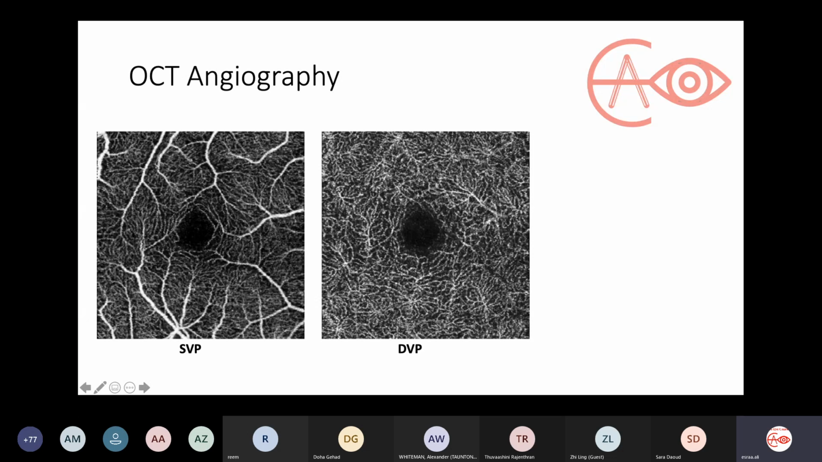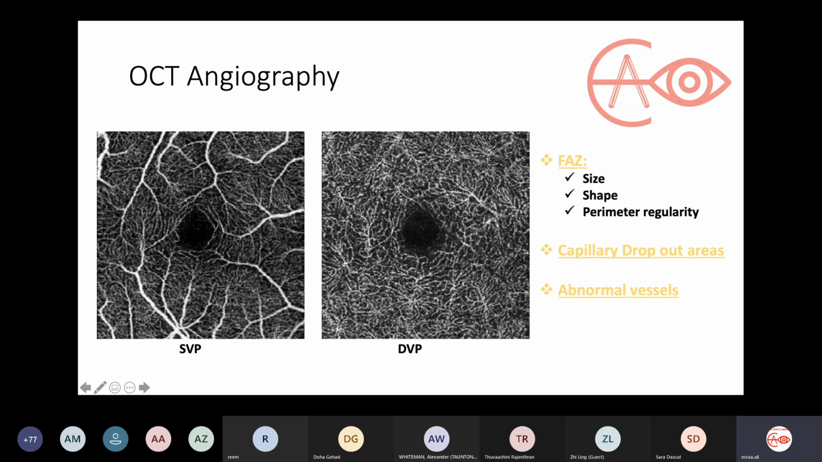So you need to know what the superficial plexus looks like. This is the foveal avascular zone. So you have no retinal vessels in this area in the fovea. They're just surrounding it. So it's supposed to be circular, regular, nice looking like this. This is superficial and this is the deep.